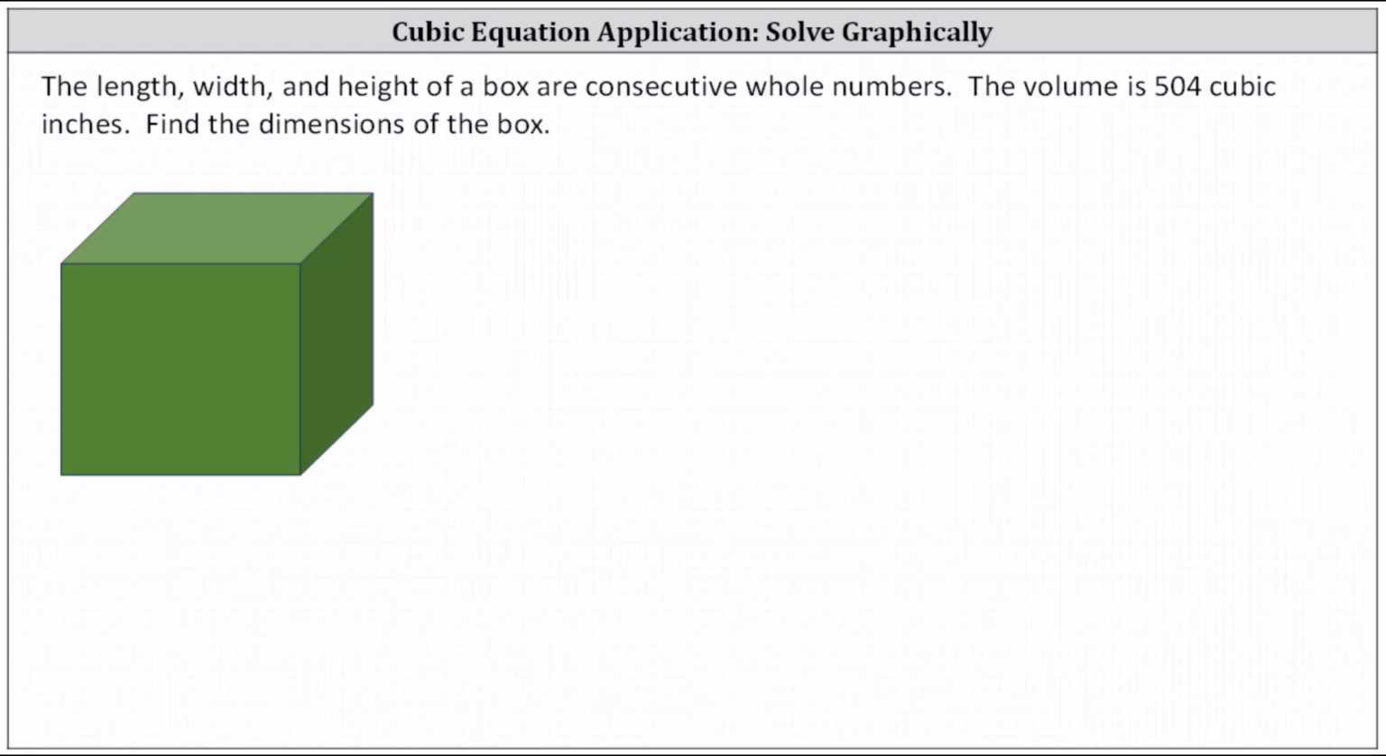The length, width, and height of a box are consecutive whole numbers. The volume is 504 cubic inches. Find the dimensions of the box.